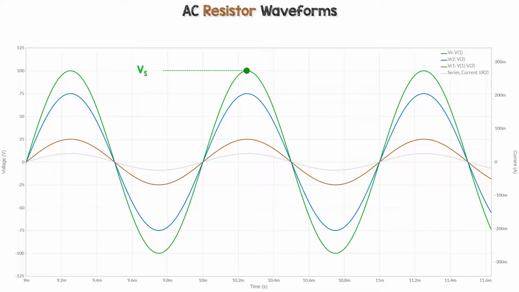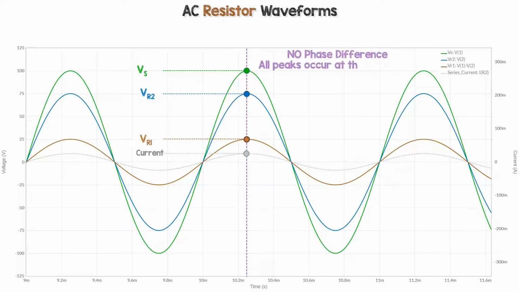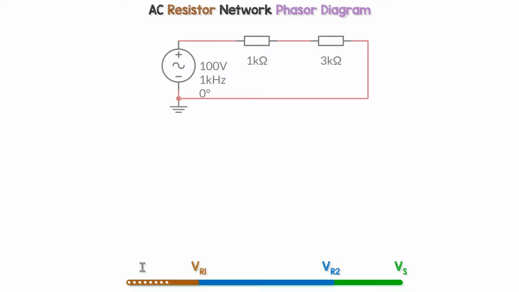We can see the oscilloscope signals Vs, VR2 and VR1 and the current I. Notice that there's no phase difference between them, and this is true at any frequency. AC resistor phasor diagram. The lengths of the vectors for voltages and current represent their amounts in real life, and they're a straight line on the x-axis and there's no phase difference between them. Resistors have no reactance and cause no phase difference between their current and voltage in any circuit.